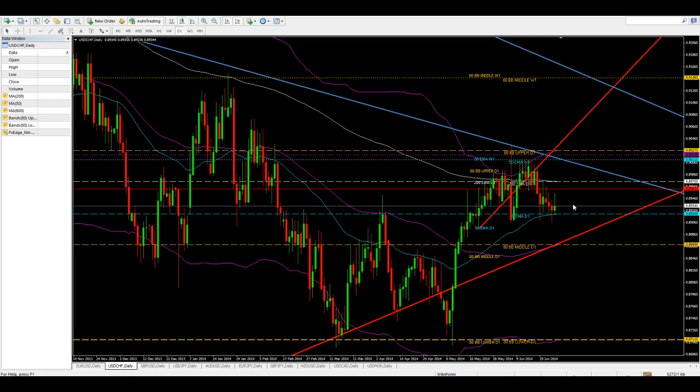Dollar Swiss, there was a nice buy opportunity. I called it at 89.19. It took off at 89.20, moved up in the market very nicely. We didn't get up to the high here for the consolidation.